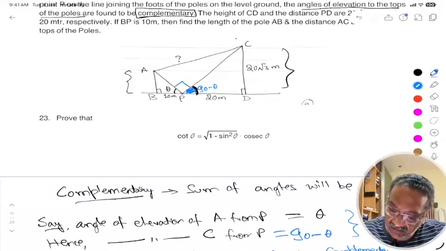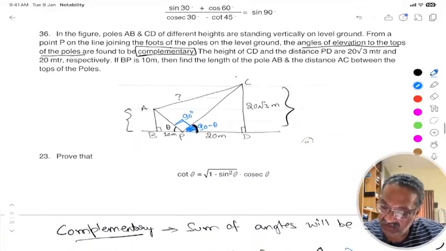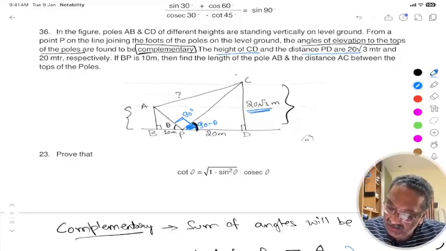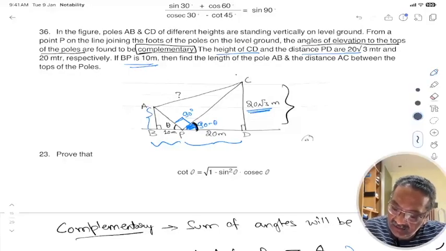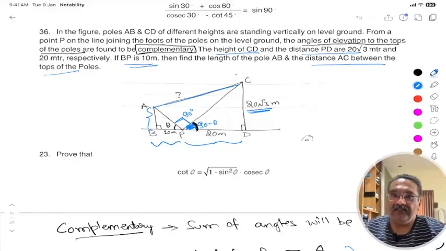This will be 90 degrees. Okay. Now, what have they told? The height of CD is 20 root 3 and the distance PD is 20 meters. If BP is 10 meters, find the length of the pole AB. We have to find AB, this portion, and we should also find the distance AC between the tops of the poles. We have to find AC. Okay? This is a good question.